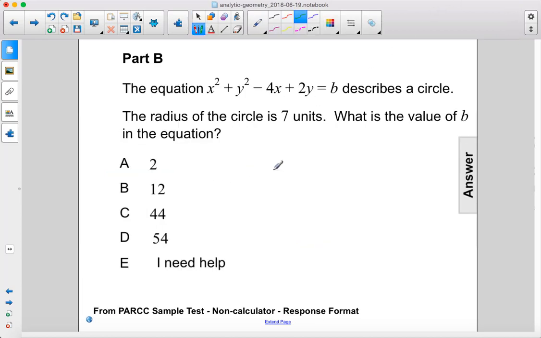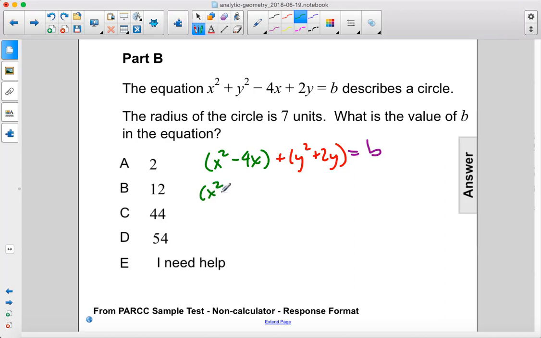The equation x squared plus y squared minus 4x plus 2y equals b describes a circle. The radius of the circle is 7 units. What is the value of b in the equation? All right, so let's solve this. So we have x squared minus 4x plus y squared plus 2y equals b. So let's complete these squares and then see what we get.